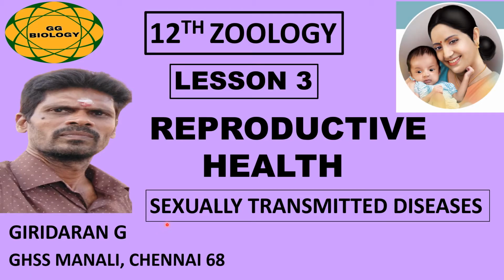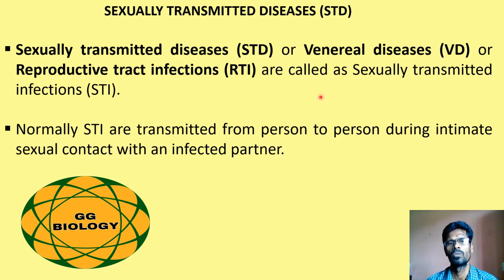The topic of this video is sexually transmitted diseases, from the lesson on reproductive health. Diseases which are transmitted through sexual contact are called sexually transmitted diseases, shortly STD. They are also called venereal diseases or VD, and are also known as reproductive tract infections, shortly RTI. These diseases are usually spread from person to person during intimate sexual contact with an infected partner.